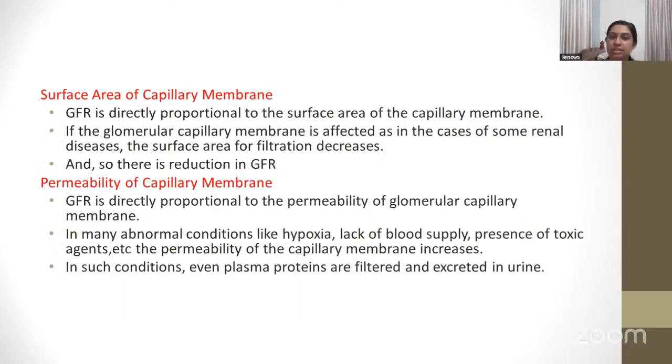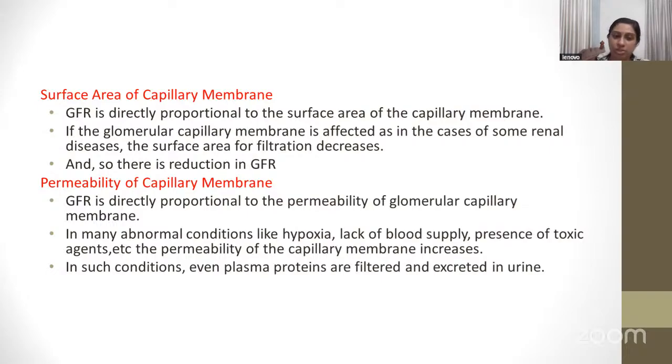Next is the surface area of the capillary membrane. So GFR is directly proportional to the surface area of the capillary membrane. Okay. And if the glomerular capillary membrane is affected, say, in some cases, if renal cell damage to the nephron occurs, then it will reduce the GFR because of the damage and reduction of the surface area of the capillary membrane.